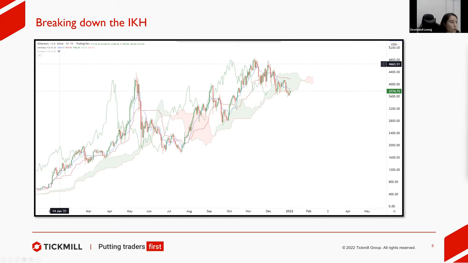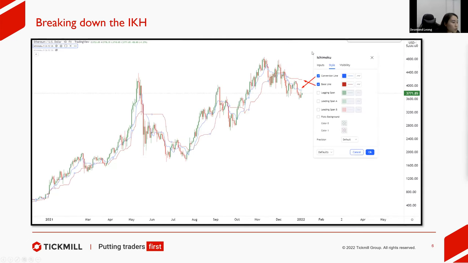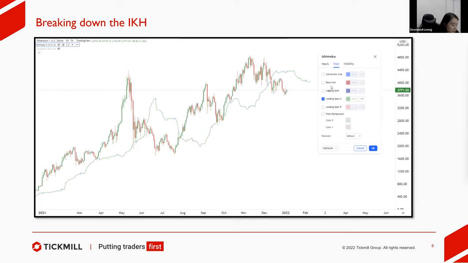So let's start with the conversion line and the baseline. Because this indicator was introduced in Japan, the lines actually have Japanese names, which is not important. We can just use the English names, which are on TradingView. So the conversion line, the Japanese name for it is Tenkan Sen. Don't worry if you don't remember it. I personally don't even remember it sometimes, but I remember the English name.